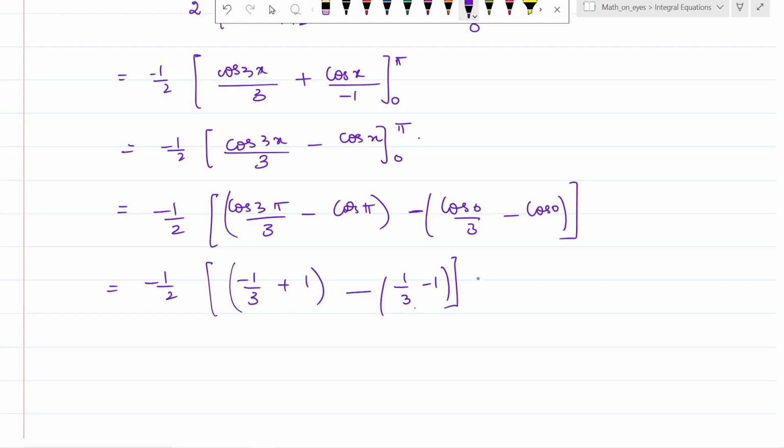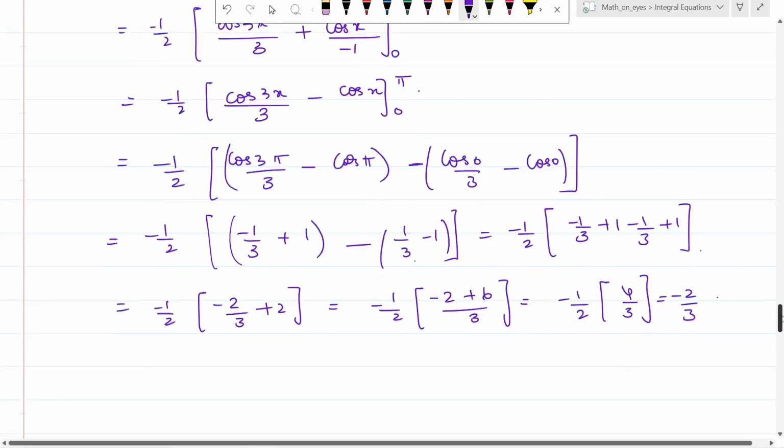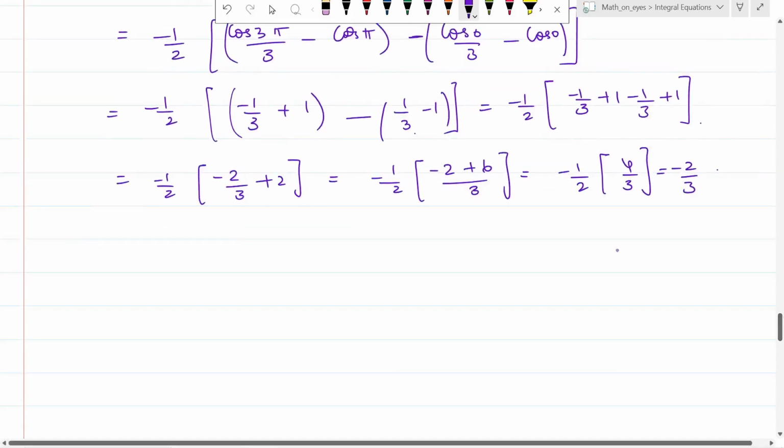So that is equal to minus 1 by 2 outside, minus 1 by 3 plus 1 minus 1 by 3 plus 1. So that is equal to minus 1 by 2 of minus 2 by 3 plus 2, which is equal to minus 1 by 2 of (minus 2 plus 6) by 3, which is equal to minus 1 by 2 of 4 by 3, which is equal to minus 2 by 3. So your V2 is minus 2 by 3. A matrix, we know the matrix.